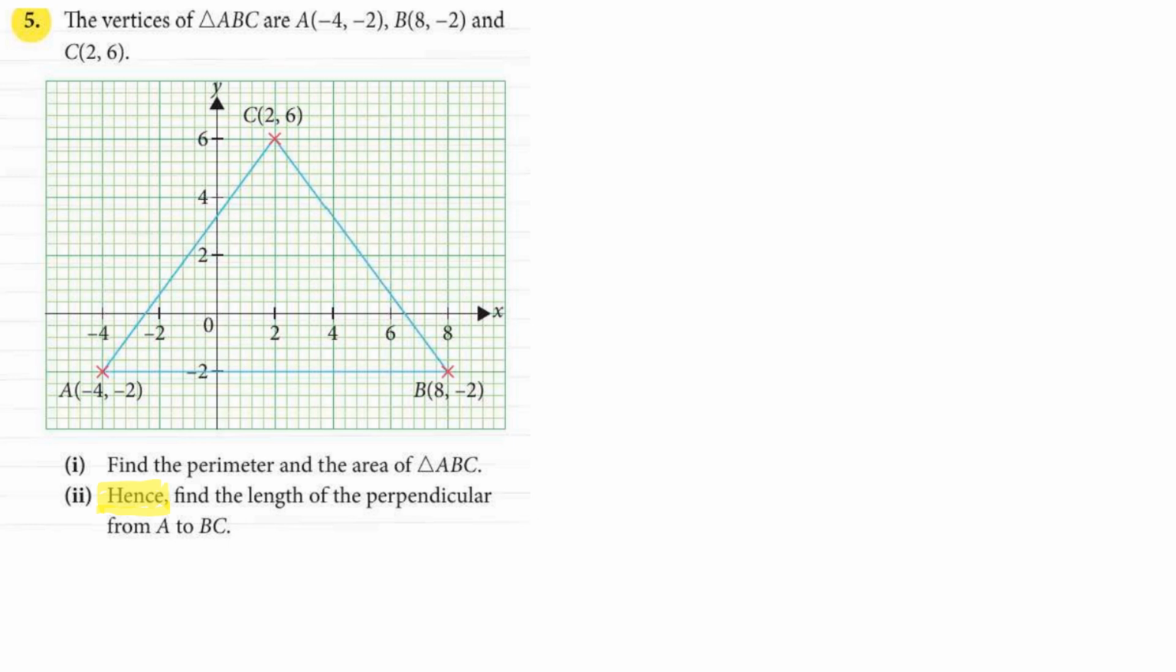Right, so let's look at what we are supposed to find in part 2. We're asked to find the length of the perpendicular distance. I think what they're trying to say is to find the length of the perpendicular distance from A, so you are here at A and then to BC. It means that you want to find the shortest distance. Perpendicular distance refers to the shortest distance. Alright, the shortest distance.